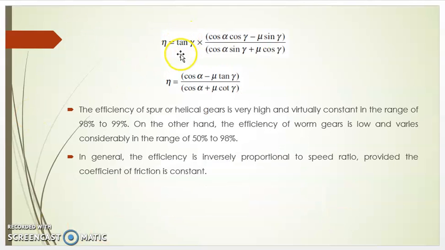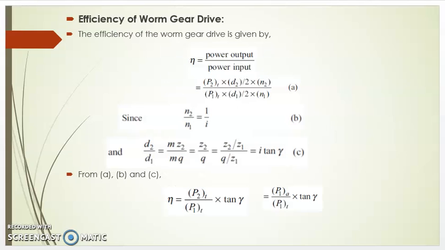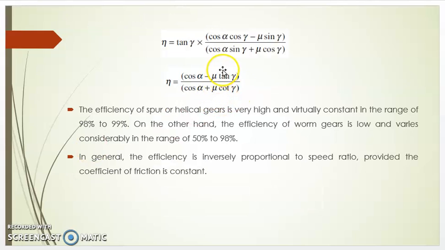Therefore, we get efficiency equal to tan gamma into cos alpha cos gamma minus mu sin gamma divided by cos alpha sin gamma plus mu cos gamma. Therefore, efficiency is equal to cos alpha minus mu tan gamma divided by cos alpha plus mu cot gamma.